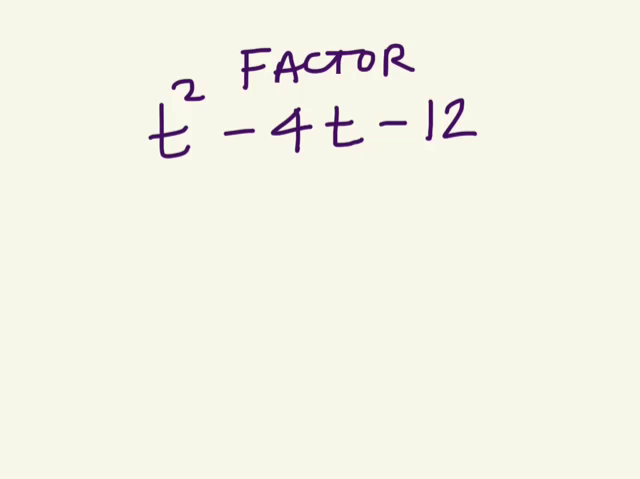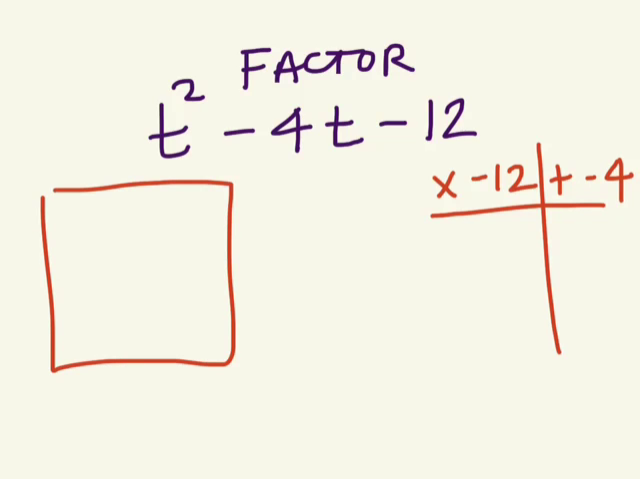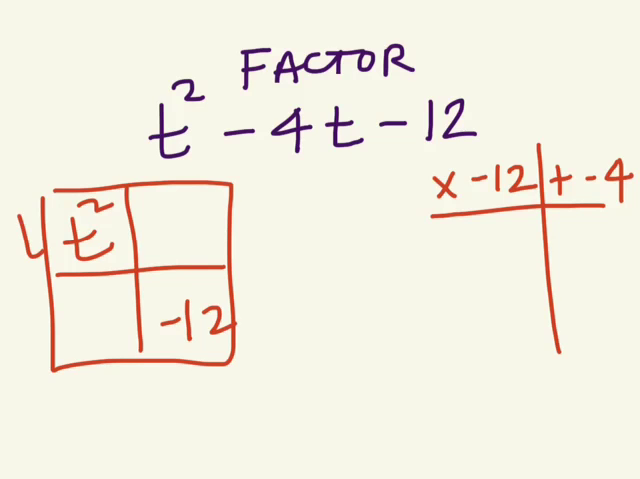All right, it says factor t squared minus 4t minus 12. All right, so I know that I multiply and I need -12. When I add, I've got to get -4. Let me build my box. I know t squared goes here. I know -12 goes here. Now, let's think about it. When I have -12, to get -12 by multiplying, I got to have a positive and a negative. Got to have a positive and negative.